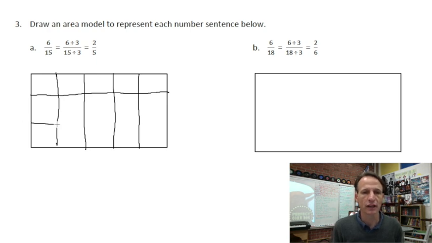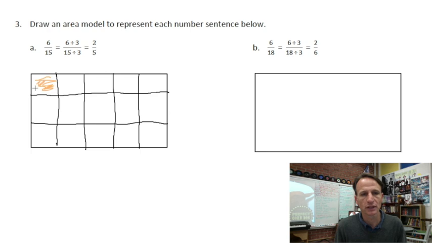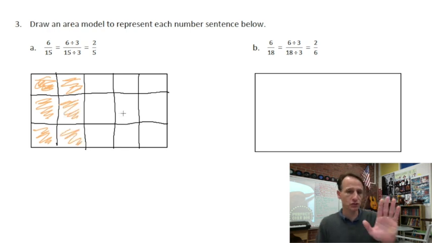And if I draw 2 lines here, now you see this? I have 3 by 5, so I have 15ths now. And to shade them in, I'm going to do my scratchy. So it's 6 out of 15. 1, 2, 3, 4, 5, 6. Okay, so I'm just going to do that for now.